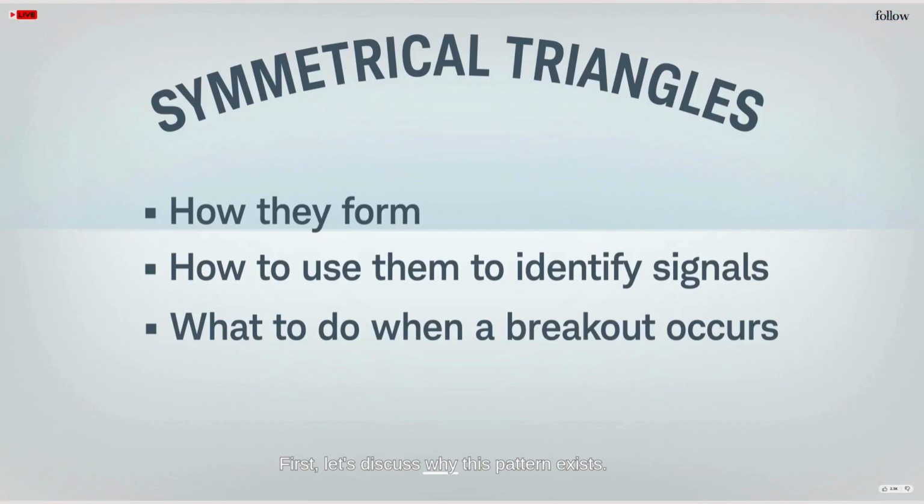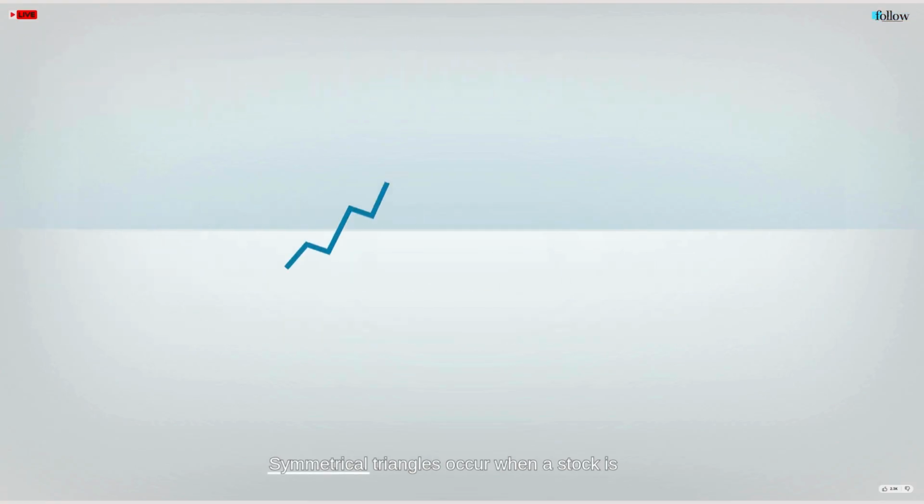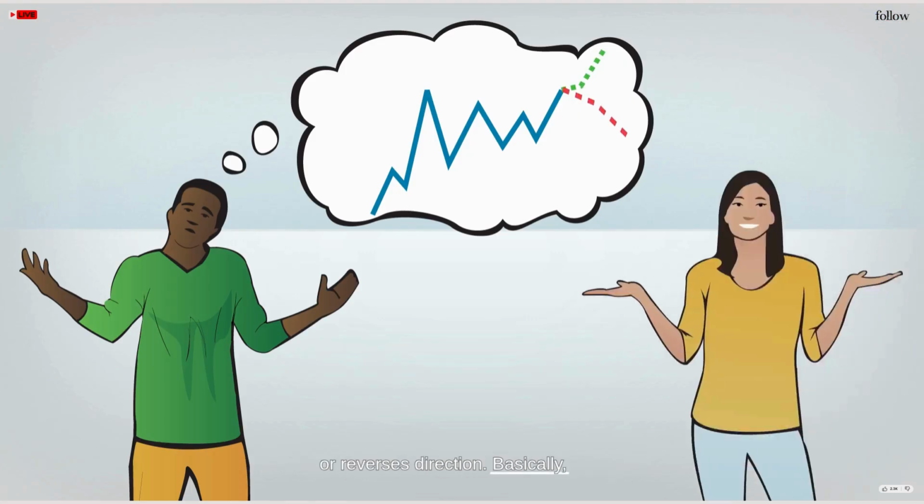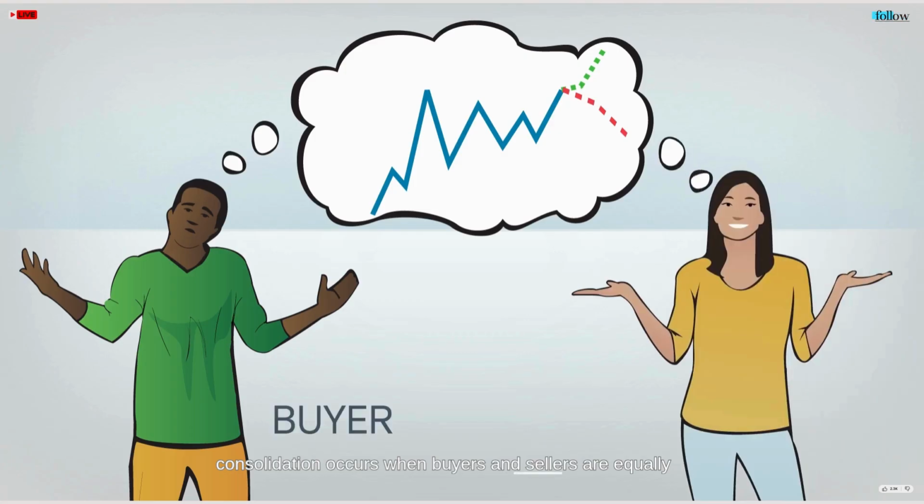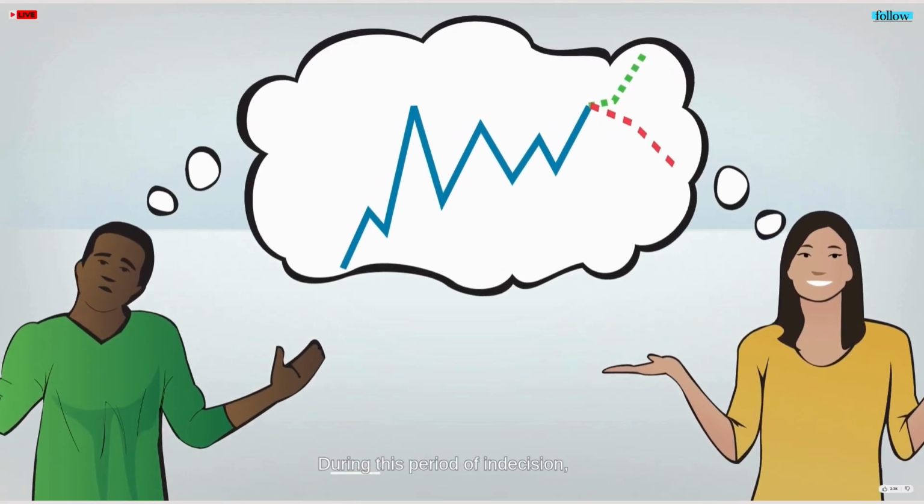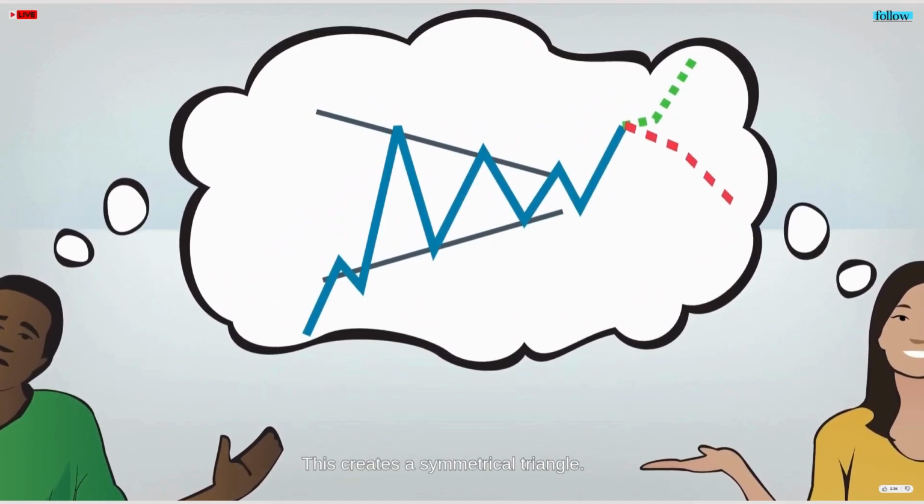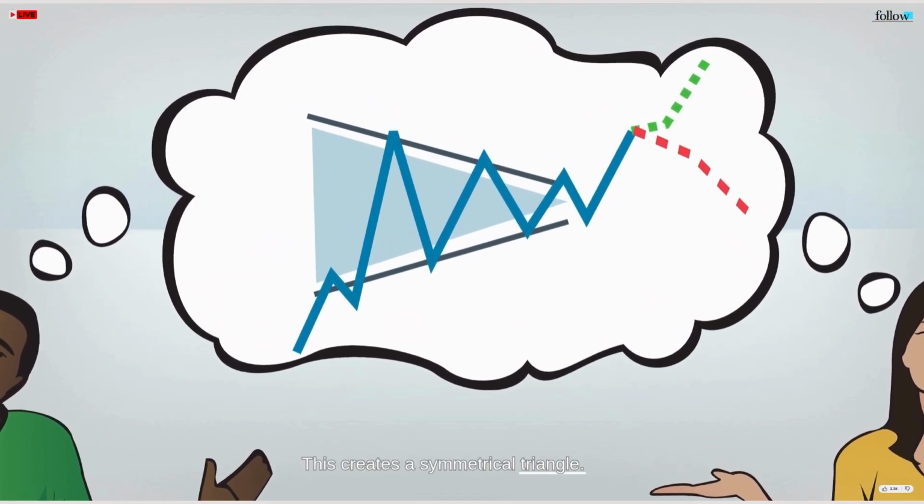First, let's discuss why this pattern exists. Symmetrical triangles occur when a stock is consolidating or trending sideways. Consolidation is regarded as a period of investor indecision that ends when a trend stops moving sideways and either continues or reverses direction. Basically, consolidation occurs when buyers and sellers are equally unsure if a trend is going to continue. During this period of indecision, support and resistance levels inch toward each other. This creates a symmetrical triangle.